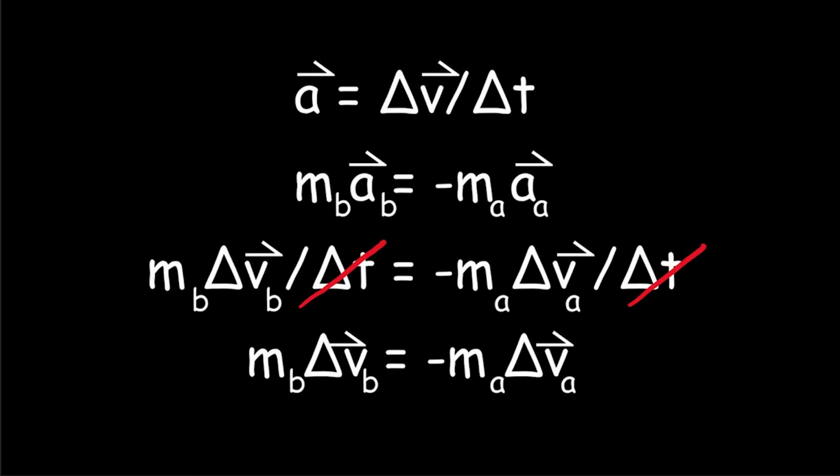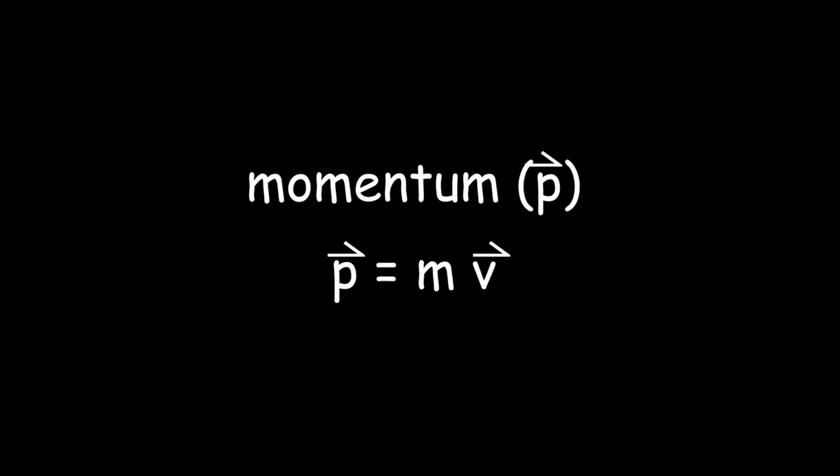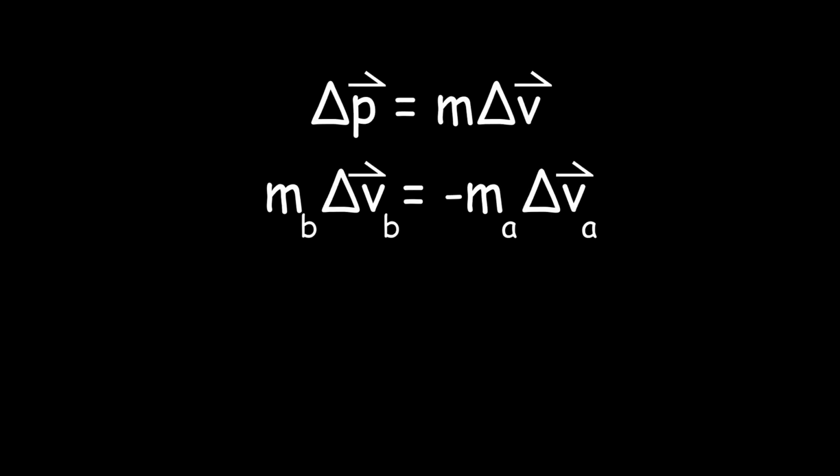Mass multiplied by velocity is momentum. Remember, momentum is represented by the letter P. For a constant mass, an object's mass multiplied by the object's change of velocity is the change of momentum. The change of momentum of the ball is equal and opposite to the change of momentum of the astronaut.